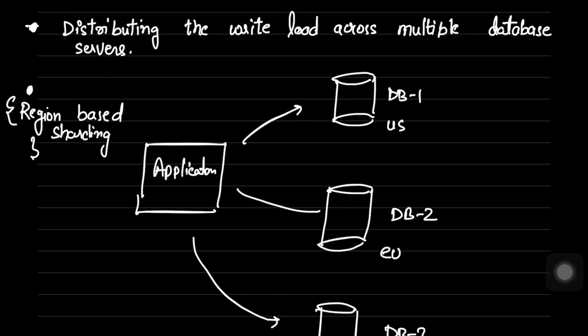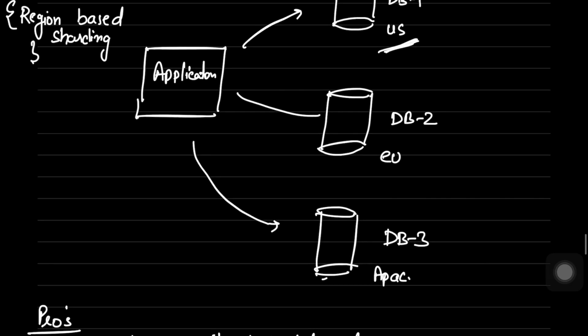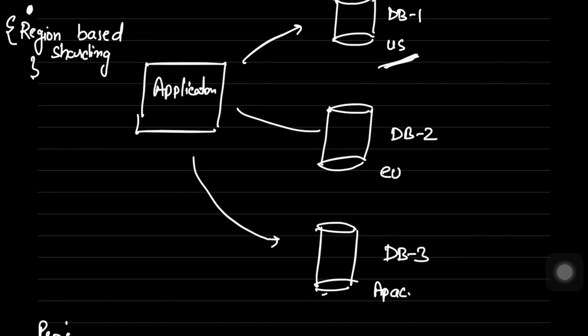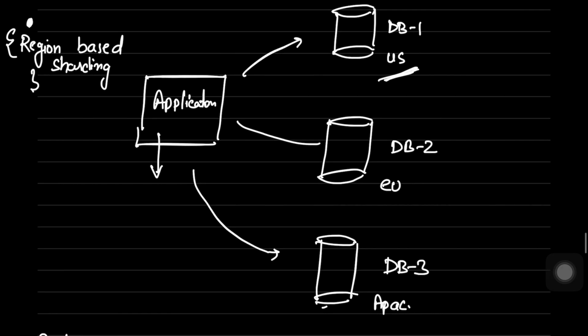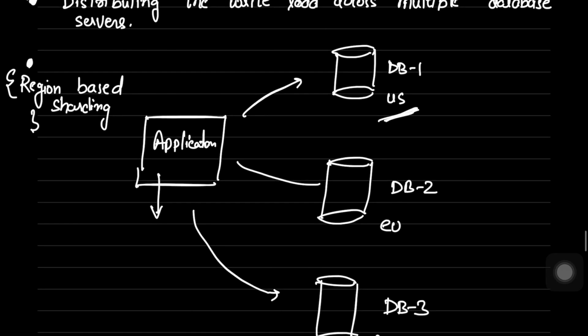You create some shard key. Let's say in this example, I've taken region as the shard key. If the user is of US region, all the data will go to DB1. If the user is from the EU region, all the relevant data will go to DB2. If it is from the APAC region, it will go to DB3. So all this complexity will come into the application. It now has to have logic to first identify which physical database server it has to talk to, right? So that's one level of complexity which it comes with.